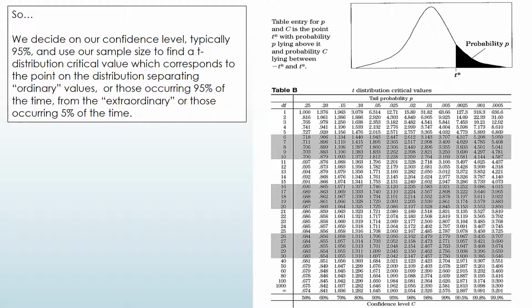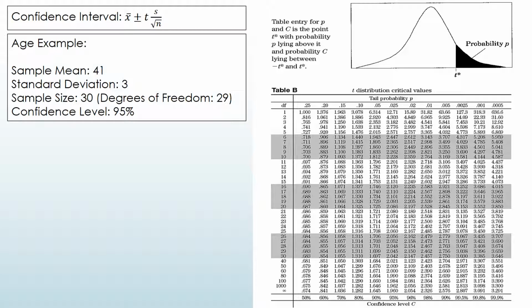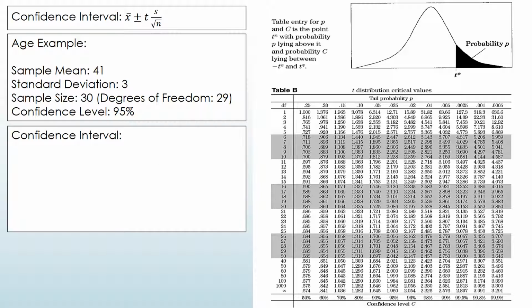Let's go through an example because I know that was a lot to hold on to and digest. Once again, here's our confidence interval formula. In the age example, we will assume a sample mean of 41, standard deviation of 3. The sample size is 30, so using the n-1 calculation, we know that our degrees of freedom is 29. And we will use the common 95% confidence level.